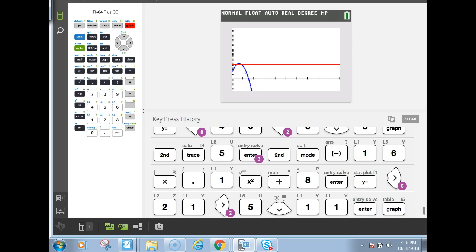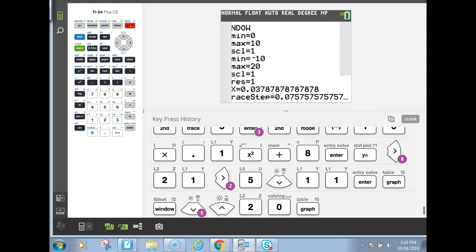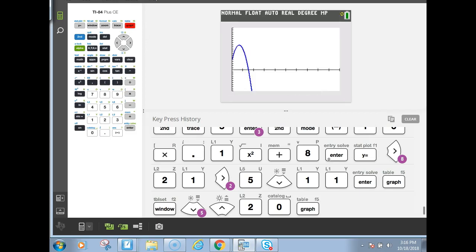Well, this still will work for me, but I'm not big in that picture. So I'm going to go to the window. I'm just going to reduce this down to 20 instead of 40, just because I feel like it. I could have changed the X values as well, but all right, good enough. We want the first one, not the second one. Okay?